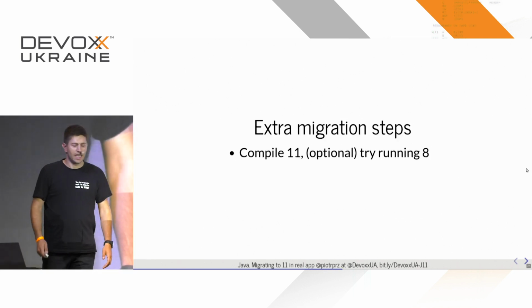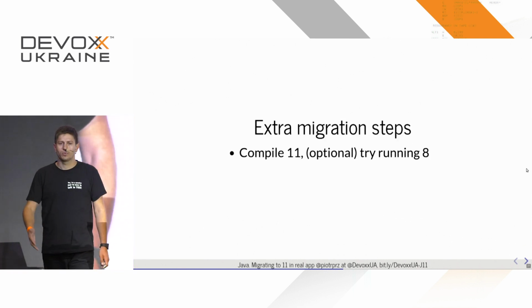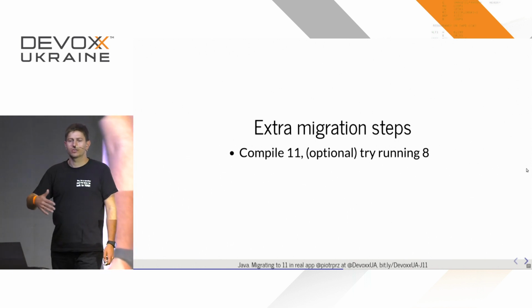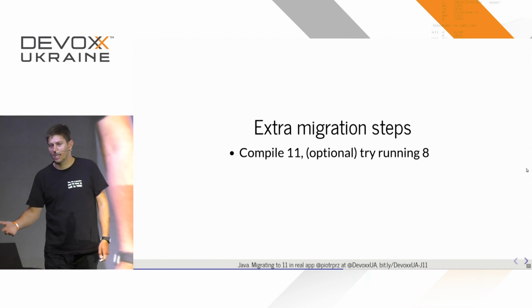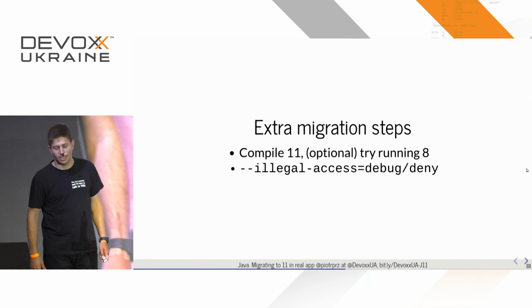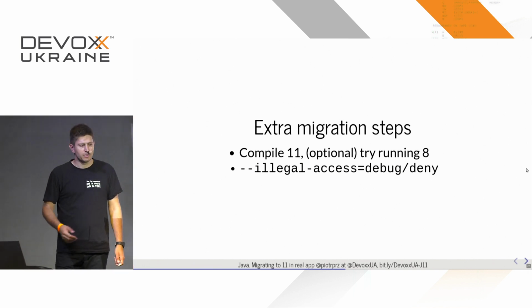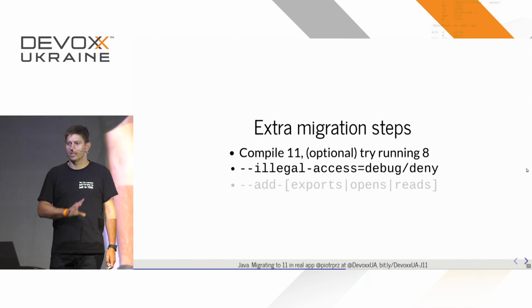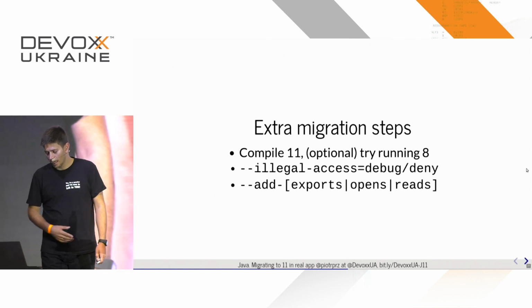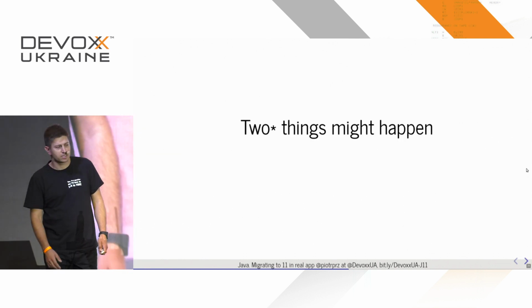Extra migration steps: if you're releasing your own product, you might compile using 11 and try to see if it's still running using 8, because many people are using 8, of course. You may play with illegal-access=debug or deny to get rid of the warnings. And to get rid of them, you can use one of these flags.